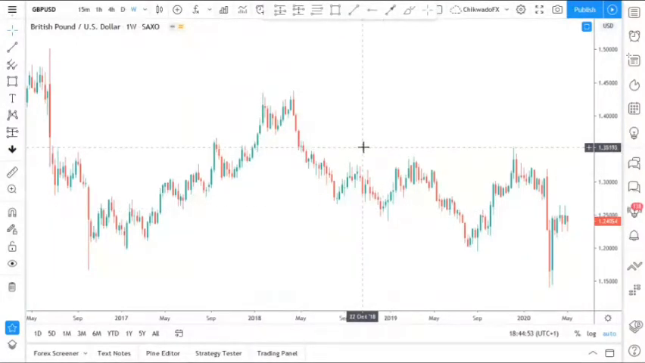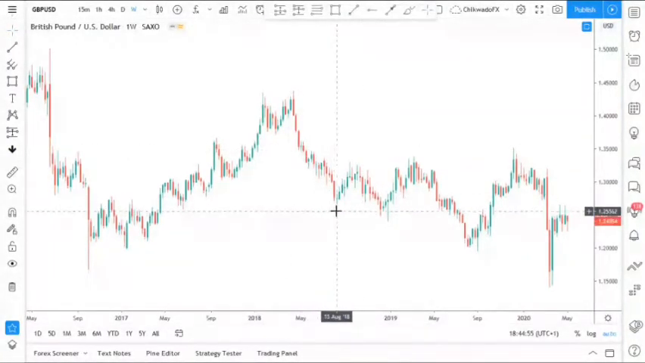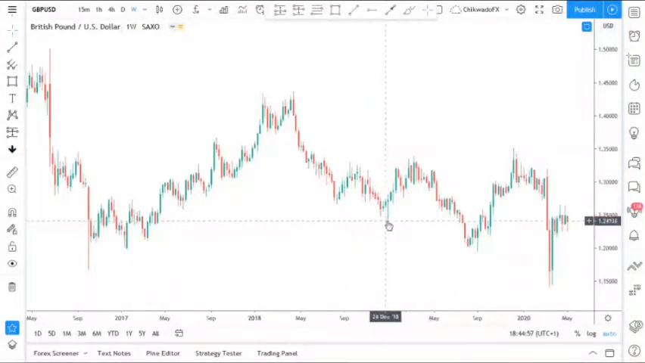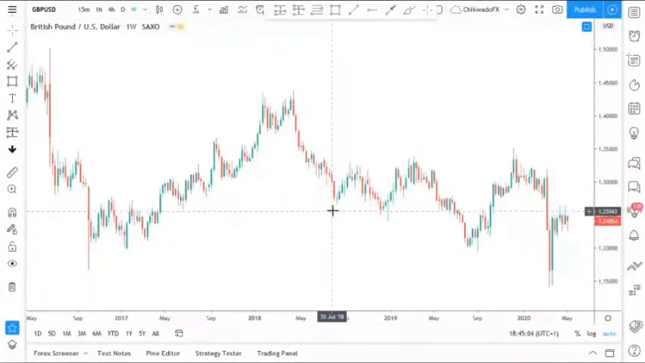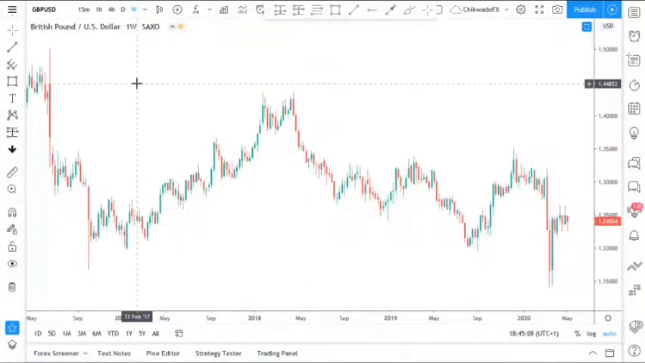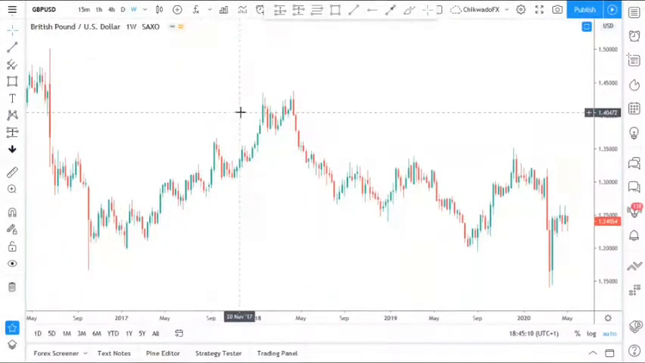And this week we're going to be looking at three pairs only. We're going to be focusing on three pairs, and that's primarily because I want to keep the videos as short as possible, so I don't have to go analyzing the 7-10 pairs and all that. Just three pairs is absolutely okay. And in this video we're going to be looking at the pound dollar, NASDAQ, and of course gold.